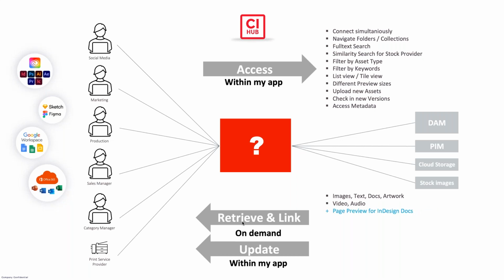In addition to that, we would say, why not have a page preview for InDesign documents? Why not have renditions to work with low-res and high-res files? Why not work with versions where I can go back to former versions or ensure to have only the latest versions? And why not use metadata from an image like IPTC or from the PIM system, which is connected to the DAM system?